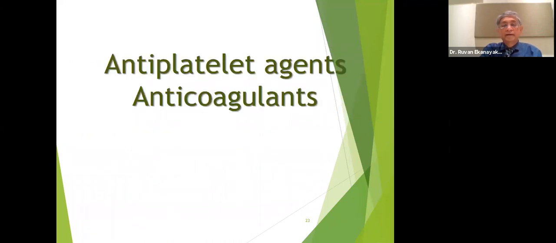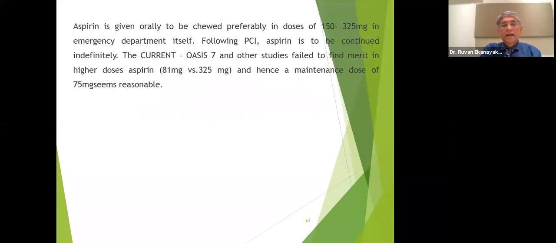Now, the antiplatelet agents and anticoagulants are very important because, as in the slide I showed you initially, the activated platelets are very high, over 80 to 90% in acute coronary syndromes. Now, aspirin is given, and it is given chewed. The OASIS 7 study failed to find merit in giving 325 milligrams of aspirin compared to 81. Therefore, we generally come to a compromise and we administer 150 milligrams in the acute phase.